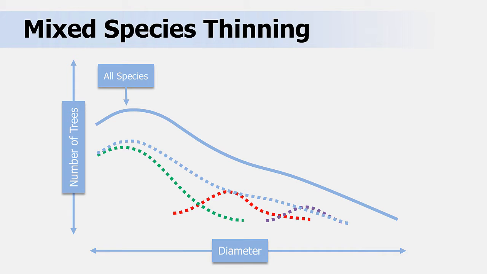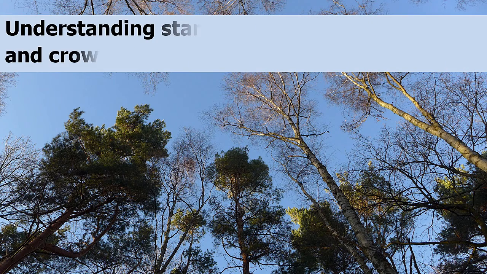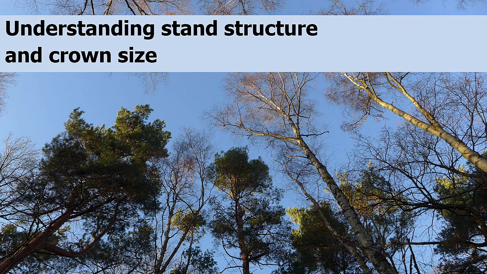The cut has removed the trees with the smallest diameters, the lower ends of the distributions. More small trees were cut than bigger trees. By cutting in this manner in a stand, it is possible to retain all species, increase the average stand diameter, and provide more resources and growing space to the best trees. All of these are desirable outcomes. Understanding how stand structure and crown size affect competition for light and tree growth can help inform tree thinning decisions.